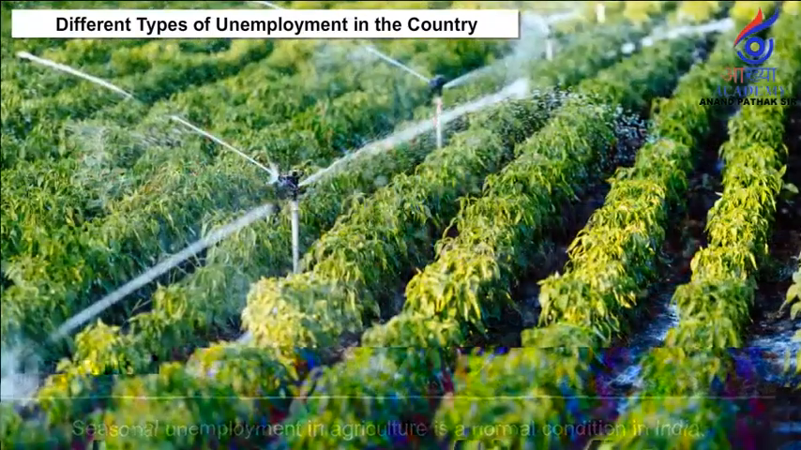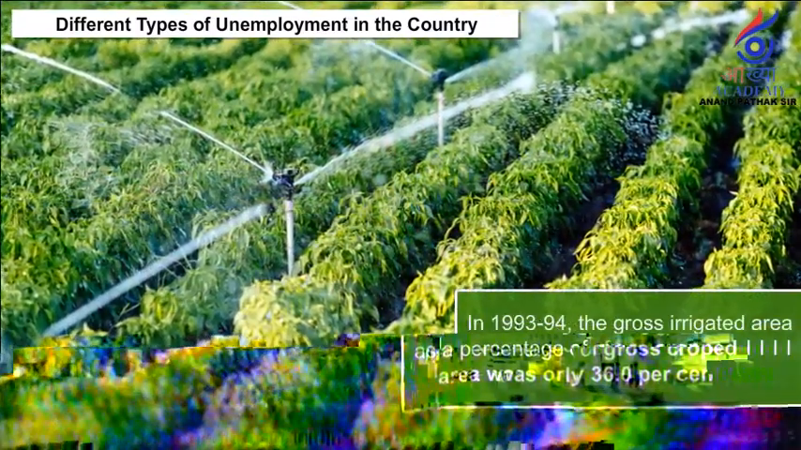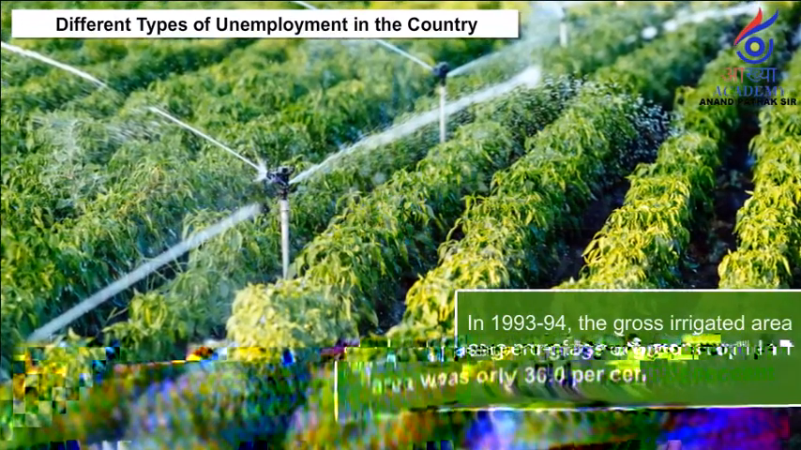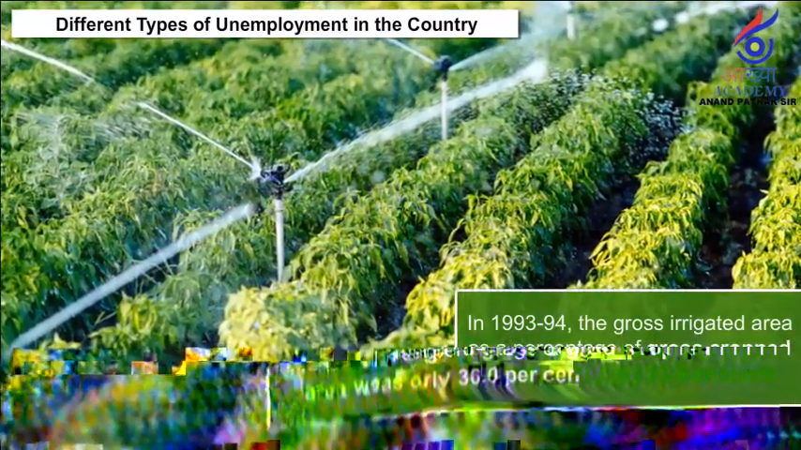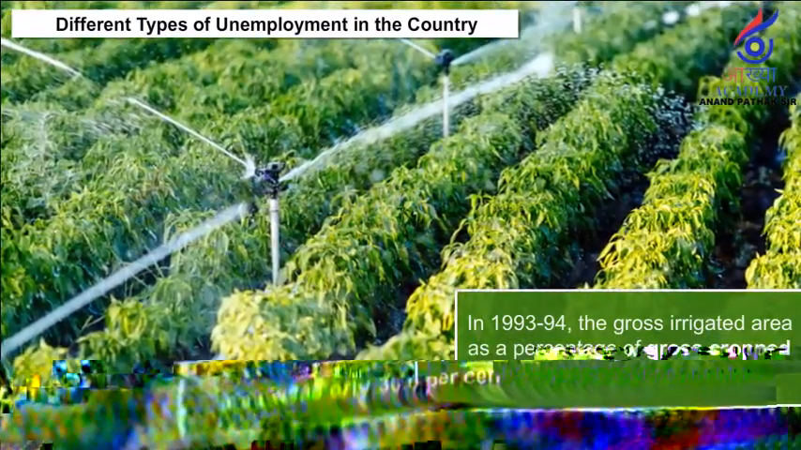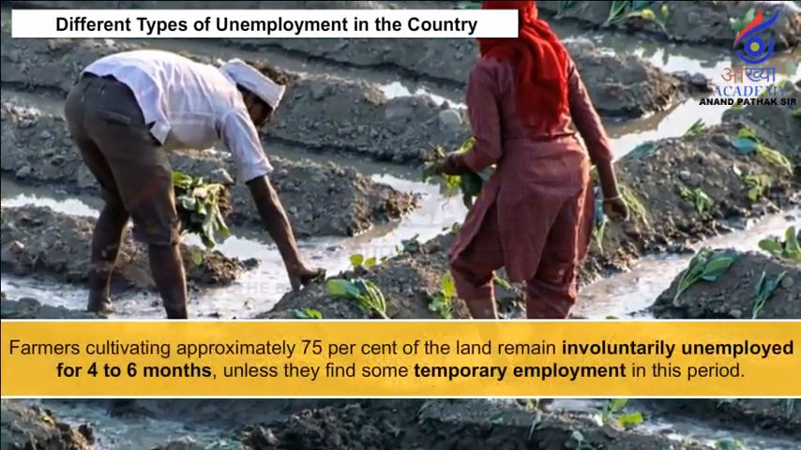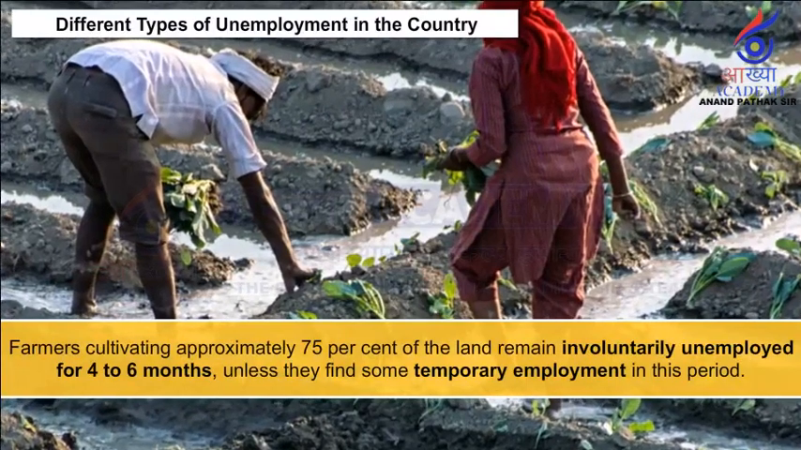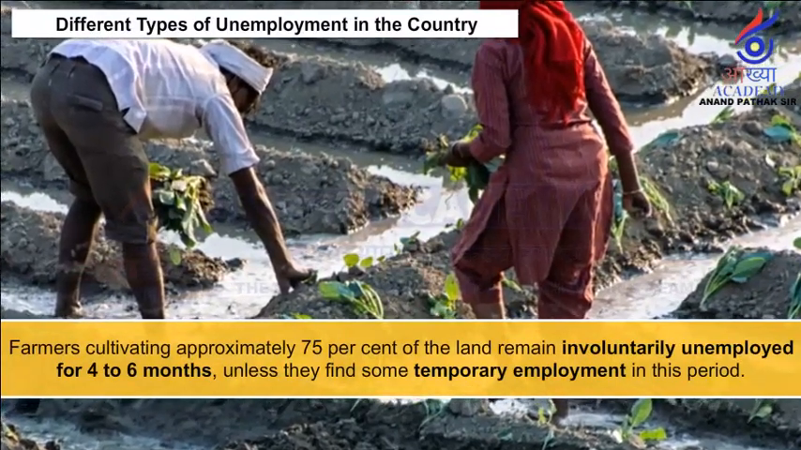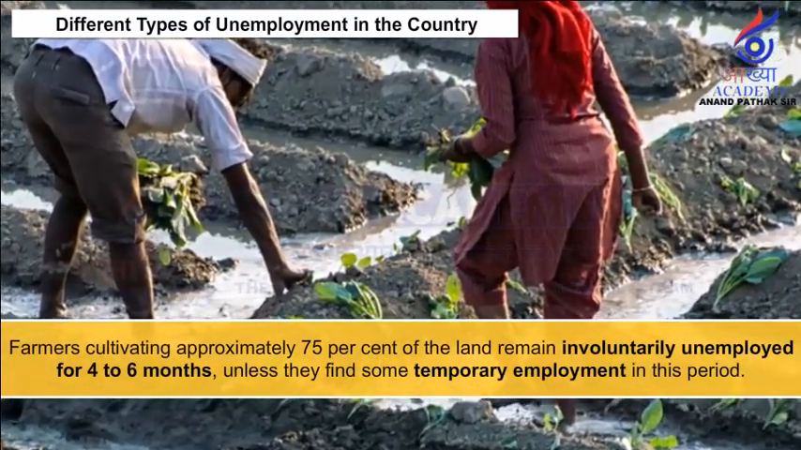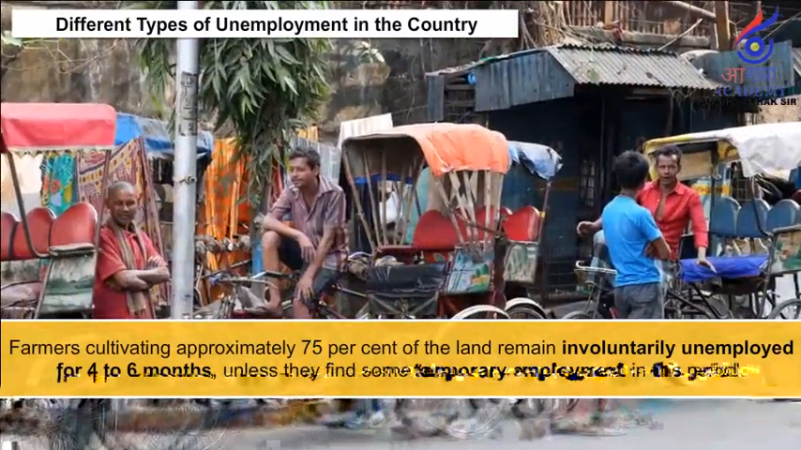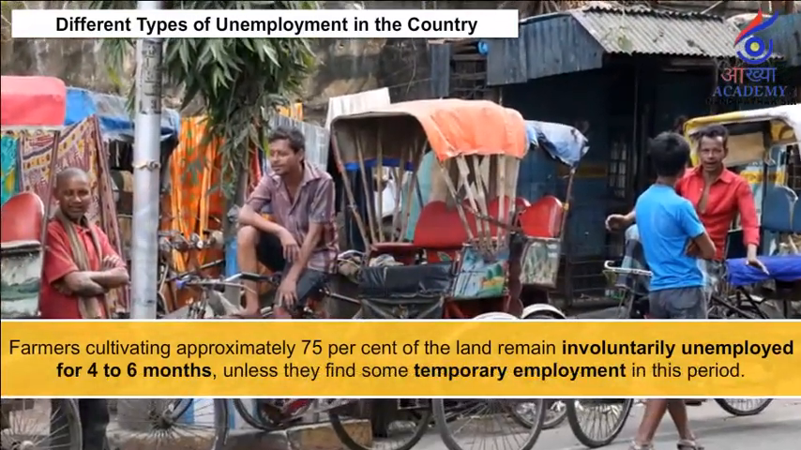In 1993-94, the gross irrigated area as a percentage of gross cropped area was only 36%. This implies that farmers cultivating approximately 75% of the land remain involuntarily unemployed for 4 to 6 months, unless they find some temporary employment in this period.